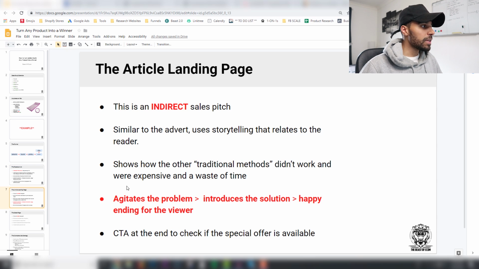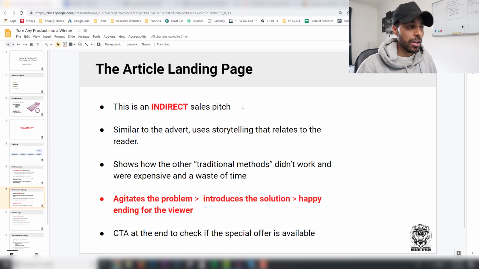Now moving on, the actual article landing page. This is very much an indirect sales page. At this point, we're not selling; we're indirectly selling. It's similar to the advert in that it uses storytelling, and it very much relates to the reader. So, I'm a 40-year-old mom, whatever it may be, and of course you're targeting people for this product, primarily women, right? So you just tailor your article landing page to the person you're advertising the product to.